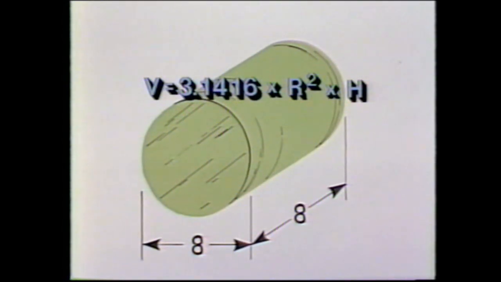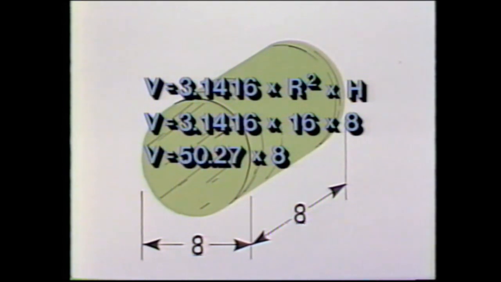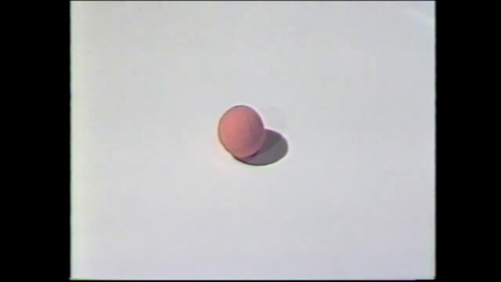First, find the area of one end of the rod by multiplying the radius squared by the constant pi, 3.1416. Then multiply the product by the length of the rod, 8 inches. The result is 402.12 cubic inches, the volume of our aluminum rod.